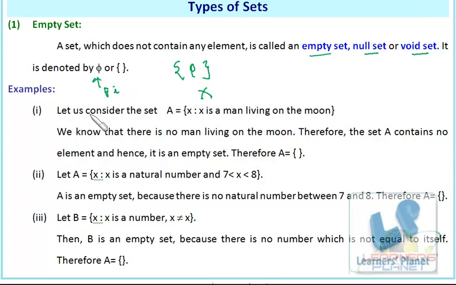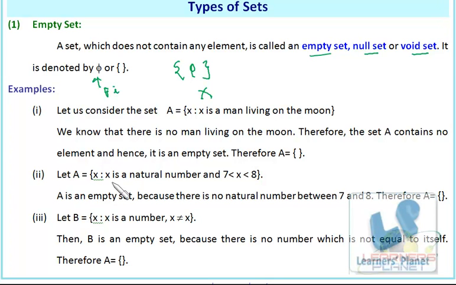Now let us consider the set A, x such that x is a man living on the moon, right? Now A is a set where x is an element and x is living on the moon. Now obviously there is no person on the moon, right? So A is an empty set, because there are no elements in A. And why are there no elements in A? Because there is no human being living on the moon, right?